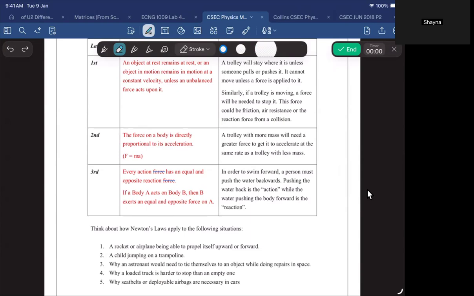Yes. Let's check three. Why would an astronaut need to tie themselves to an object while doing repairs in space? Let me see if you can figure out this one. I would say two. Remember I said that two is the law of inertia. And in space, you don't really have much friction. If you're in space, you would just float about freely. So you need to tie yourself, right?